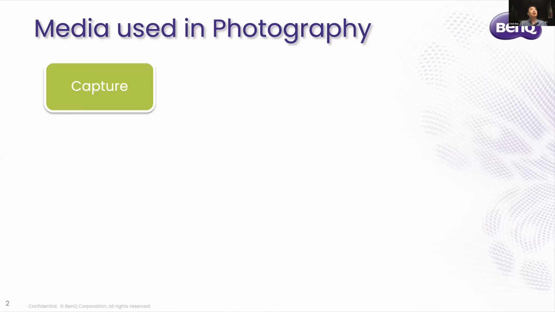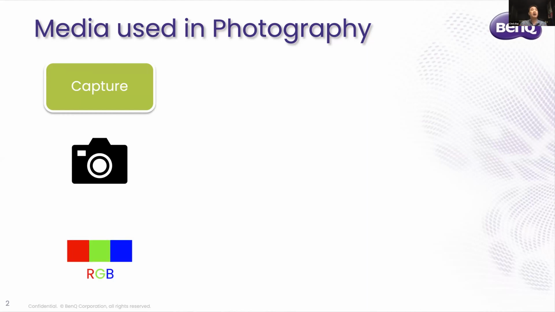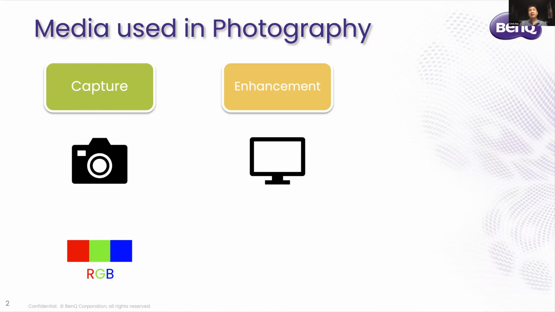For example, when we capture an image, what will we use? Of course, we'll use a camera, right? And what kind of colors will be used in the camera? Definitely RGB colors, right? And then what happens when we capture a photograph? We'll do enhancement, and that will happen on our monitor, right? And how does the monitor reproduce color? We'll use RGB colors to reproduce an image on the monitor, right?